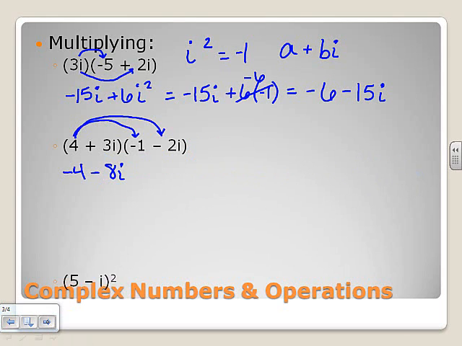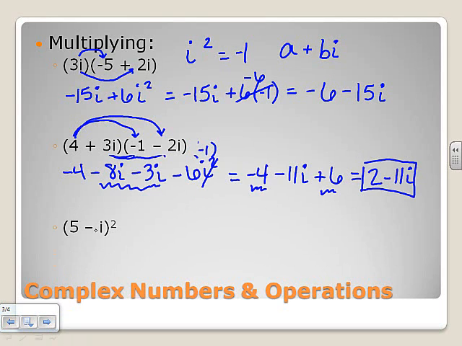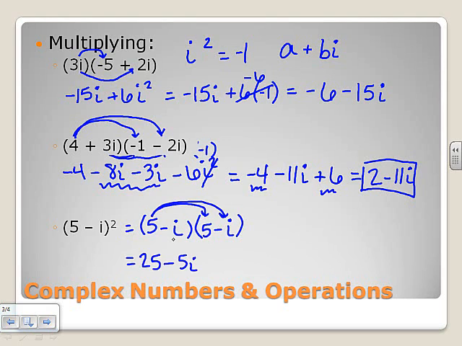Let's look at one more. This time we have 5 minus i squared. This means 5 minus i times 5 minus i. So we have to FOIL again. So we do first 5 times 5 and get 25. Then outside 5 times negative i and get negative 5i. Inside negative i times 5 and we get another negative 5i.